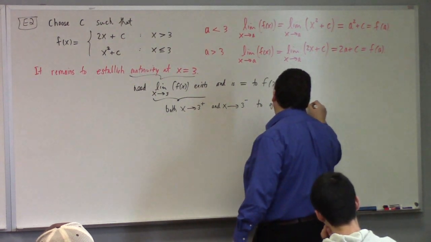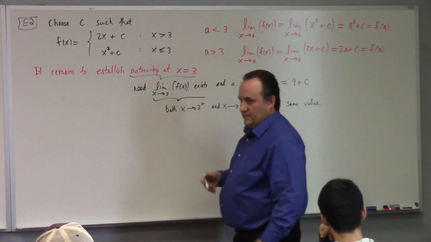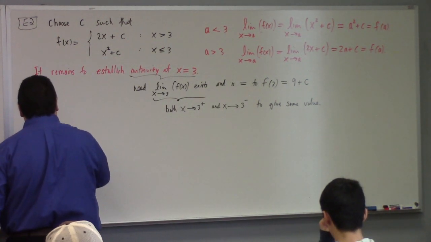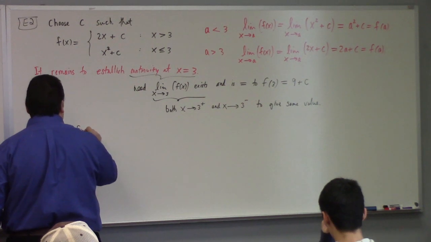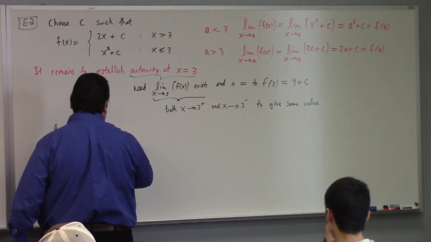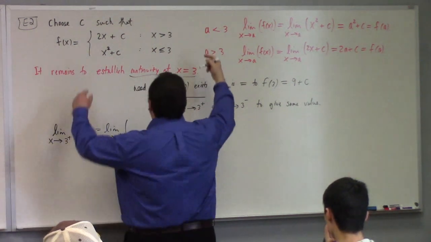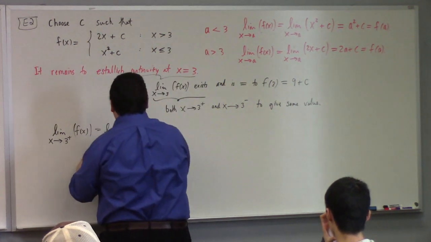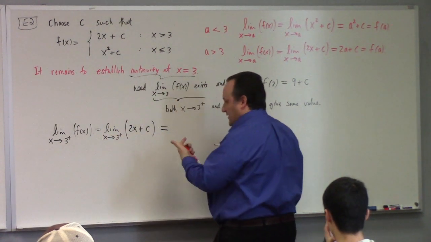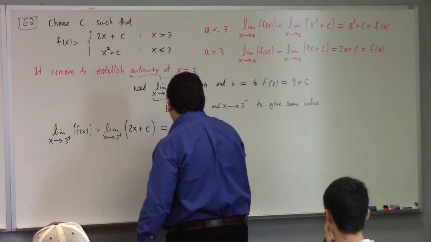Same value, right? Let's work that out. So the limit as x goes to 3 from the right of f of x is equal to what? What's the formula? If we're to the right, we've got the 2x plus c formula, right? So plug in 3, we get 6 plus c.